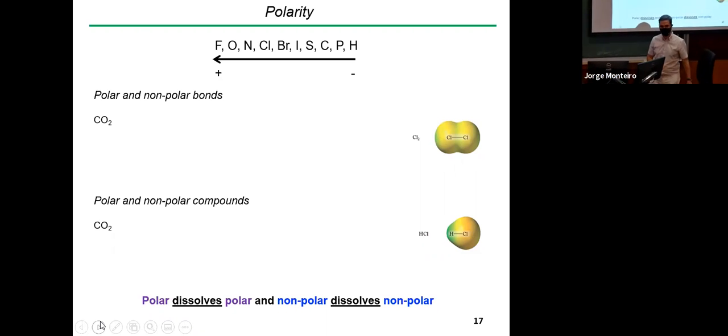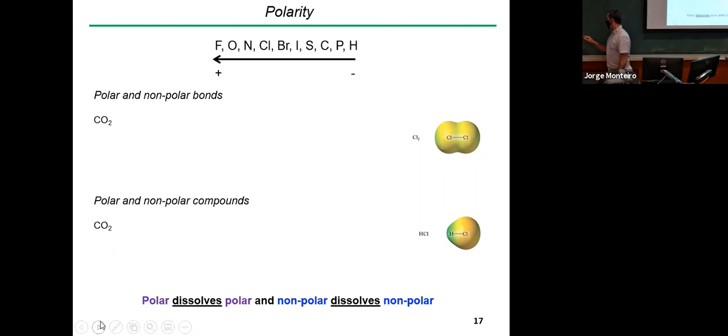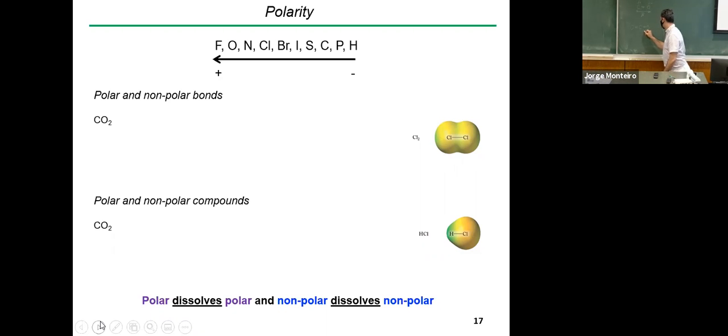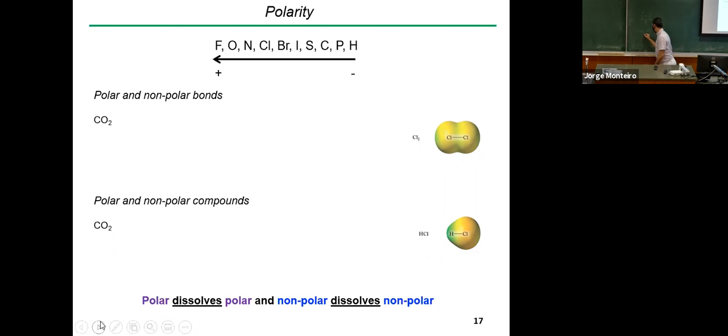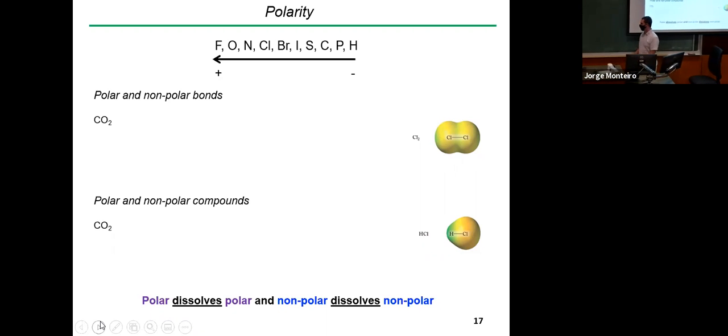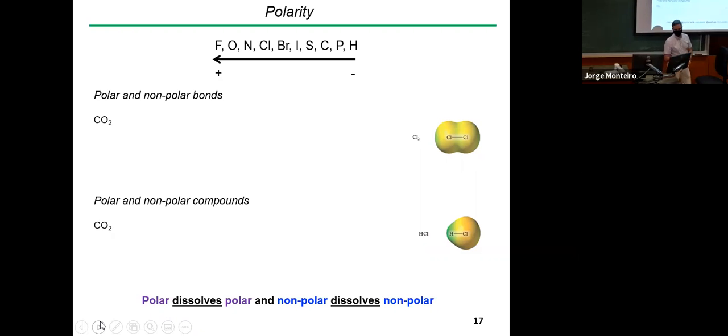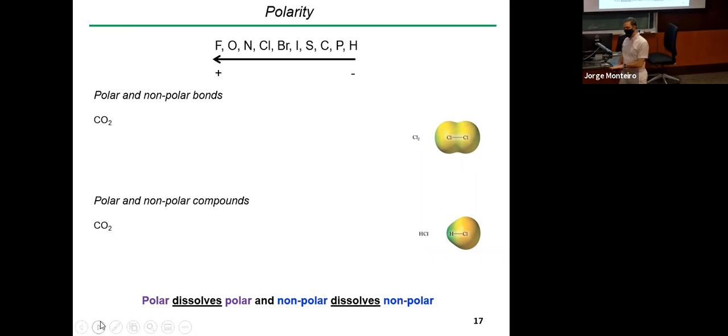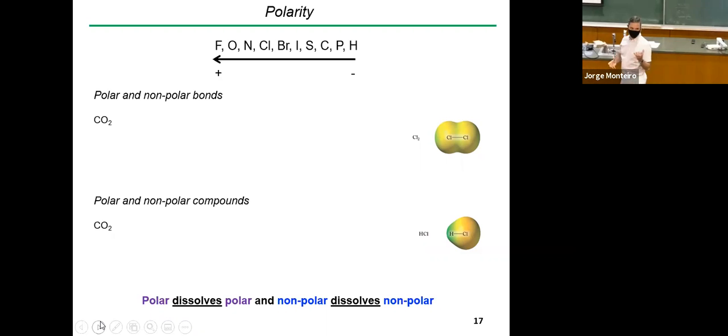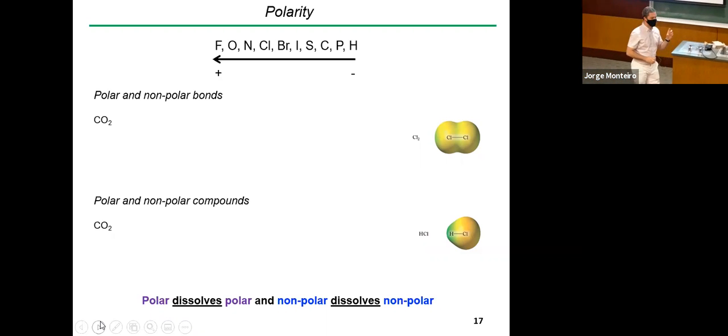This is a linear compound. Therefore, this oxygen pulls to the right. The other oxygen pulls with the same intensity to the left, which means the resulting dipole moment is zero. Okay? So therefore, the whole compound is non-polar. And that's the biggest difference when you look at the whole compound and just at the bonds.